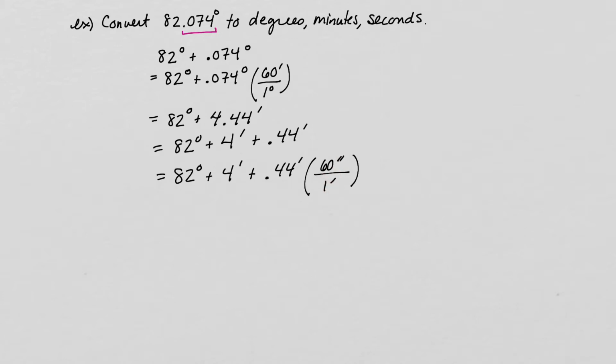And so if I work this out, we end up with 82 degrees plus 4 minutes plus 26.4 seconds. And now we round the seconds to the nearest whole number when we're doing this. So this is saying 82 degrees, 4 minutes, 26 seconds. So we're stopping at seconds. Technically, you could break it down more into different types of seconds, like milliseconds and nanoseconds and all that kind of stuff, but we're not doing that.